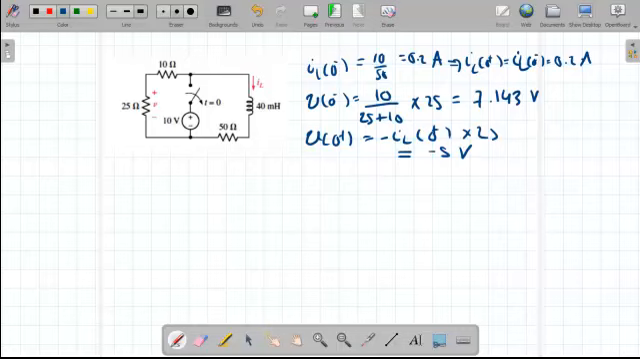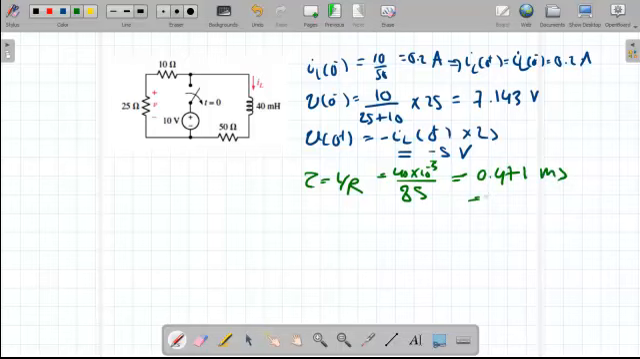Now our time constant tau will equal L over R. L is 40 times 10 to the power minus 3, over R. What R? We have 3 resistors, and the 3 resistors add up to 85. Then the time constant becomes 0.471 millisecond, or 471 microsecond.